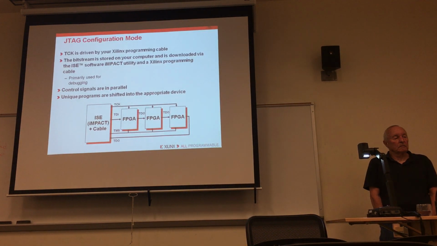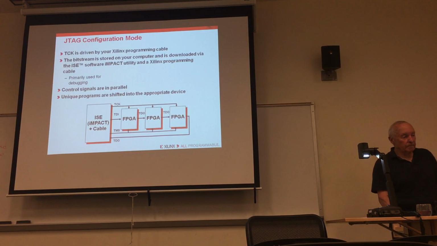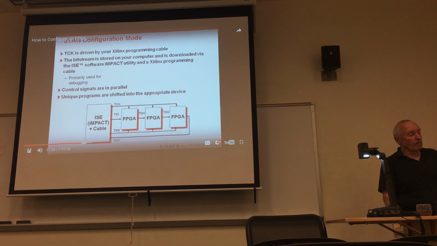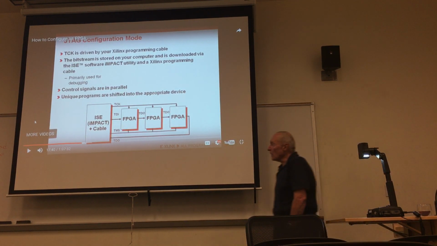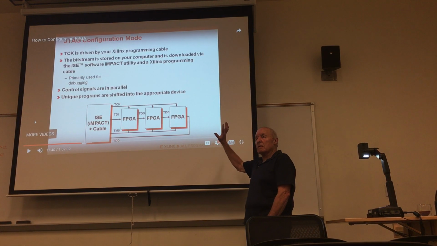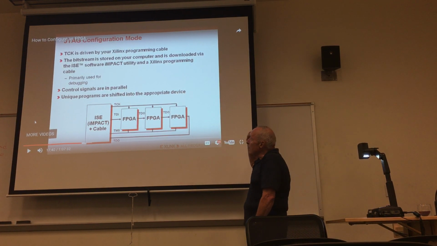JTAG access will override any other configuration mode. All the other modes require the mode pins to be set correctly for them and are mutually exclusive thereafter. Okay, so, a couple of important things here. This is the scheme that's in the lab. JTAG only requires 4 signals.